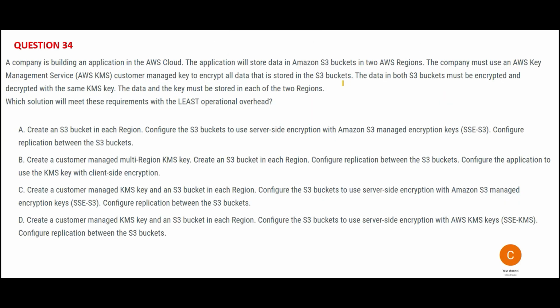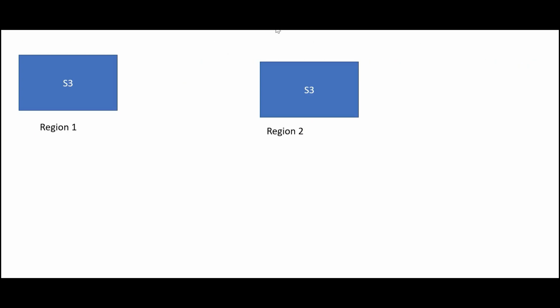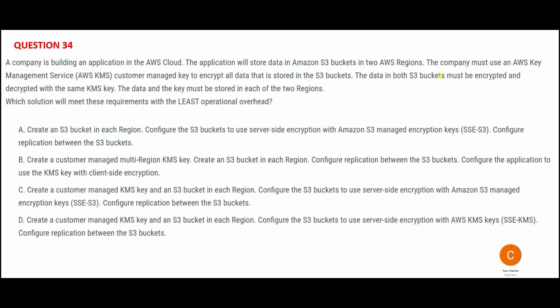So let us look at the question. See, there are S3 buckets and there are two regions, region 1 and region 2. So the first thing that we must do is use KMS, one, to encrypt all the data that is stored in S3. Second, the data in both S3 buckets must be encrypted and decrypted using the same KMS. So KMS is primarily to be used, and we should have the least operational overhead.